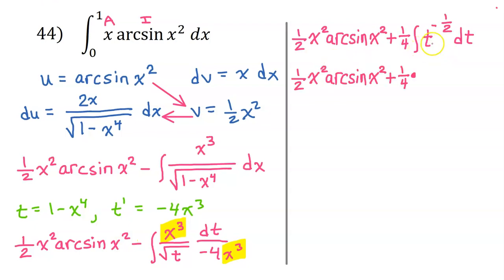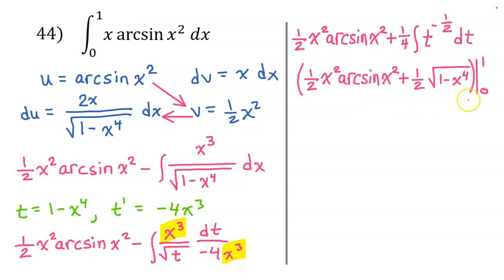For the antiderivative of t to the -1/2 power, we add 1 to this exponent, which gives us t to the positive 1/2 power. Then we divide by the new exponent, which is the same as multiplying by 2. 1/4 times 2 simplifies to 1/2. And replacing t with 1 minus x to the 4th power gives us this.